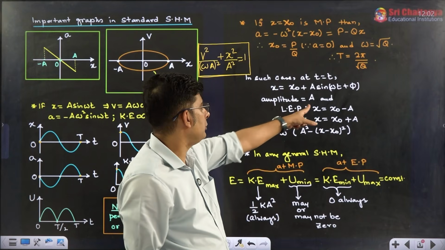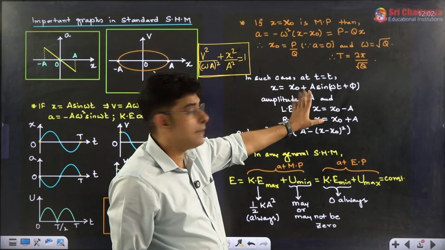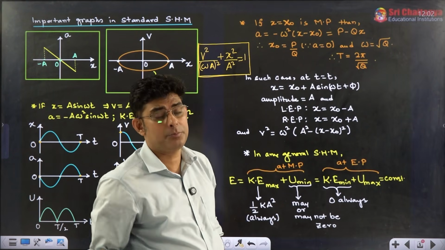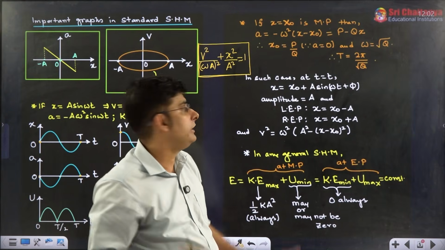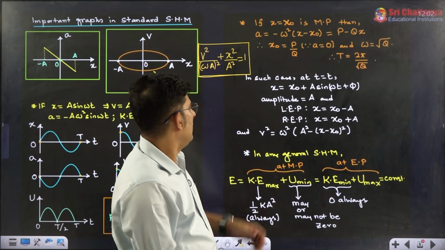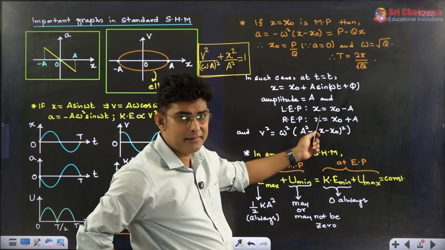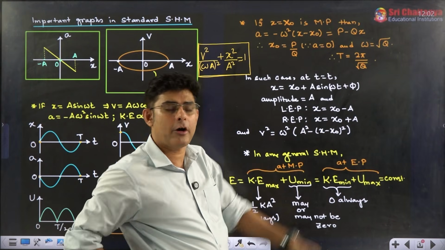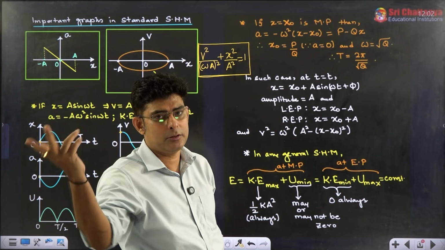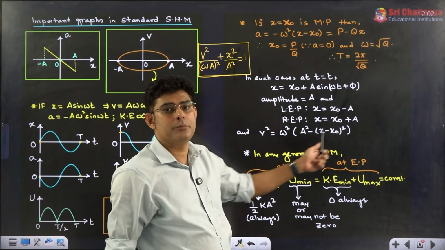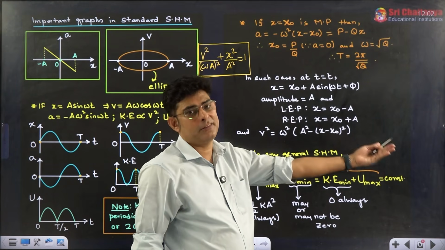So amplitude is A, no change in amplitude. Don't say that amplitude becomes x naught plus A. Amplitude is still A. Only it is the case of shifted SHM. So left extreme and right extreme. Earlier left extreme position was at minus A. Now it will become x naught minus A. Whatever values you had, just add extra x naught. As simple as that. Right extreme position, earlier it was A. Now it becomes x naught plus A.